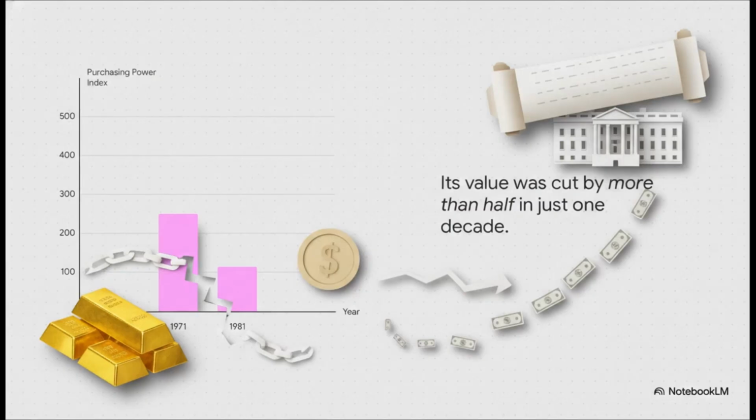Let's zoom in on that 1971 shock. See, before then, the US dollar was actually backed by physical gold. But when President Nixon took the US off the gold standard, it basically untethered the dollar. It gave the government way more freedom to create money, and look at the result. In just 10 years, the dollar's purchasing power got sliced by more than half.